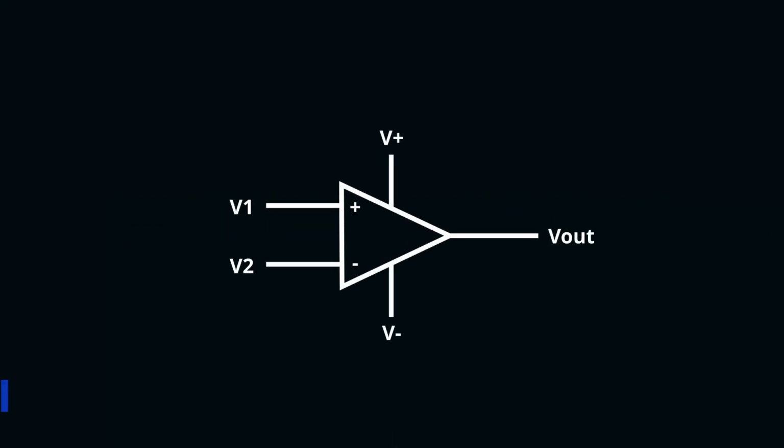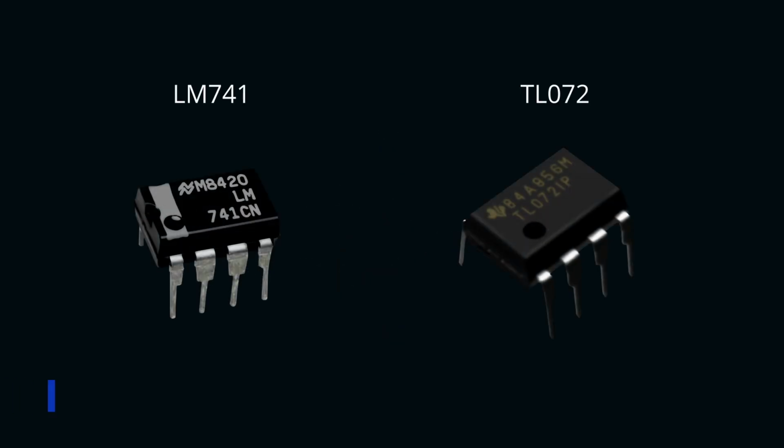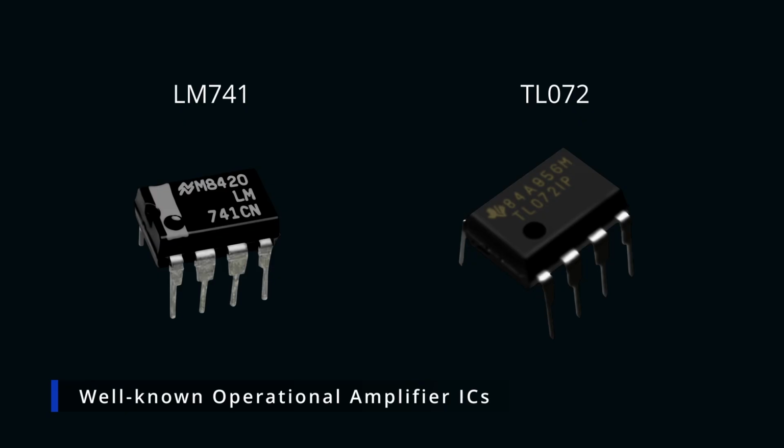This is a simple representation of the operational amplifier. It is a crucial component in many electronic circuits. So, today we will learn its basics in this video. As the name implies, the operational amplifier amplifies the input signal and produces an amplified output signal.